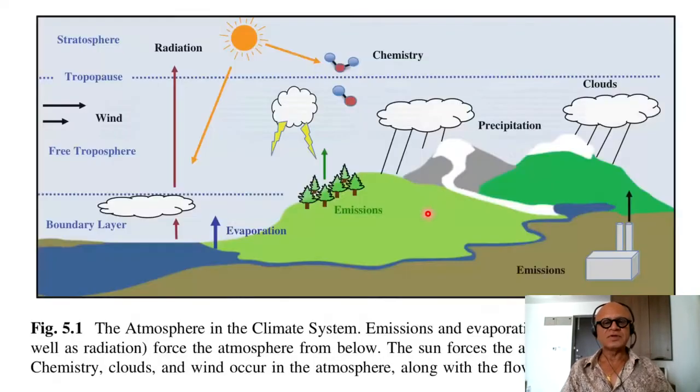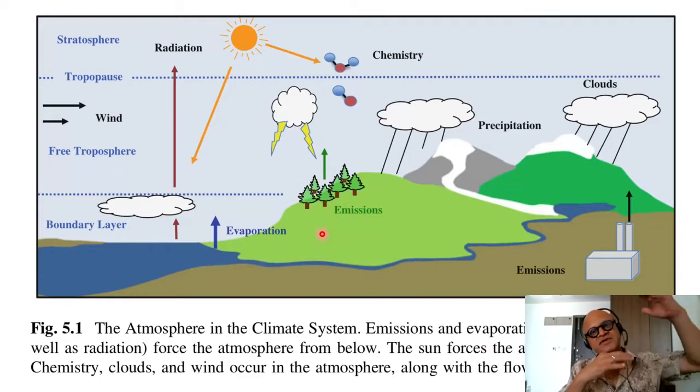Okay, so let's look at the atmosphere and its role in the climate system and what some of the modeling issues are, very briefly. Emissions and evaporation from the surface, as well as radiation, force the atmosphere from below. The sun forces the atmosphere from above. Chemistry, clouds and winds occur in the atmosphere along with flows of radiation.